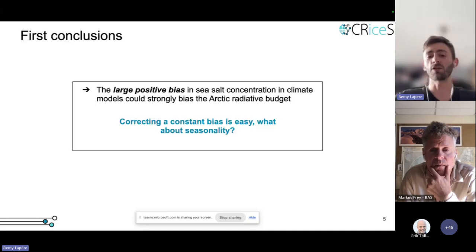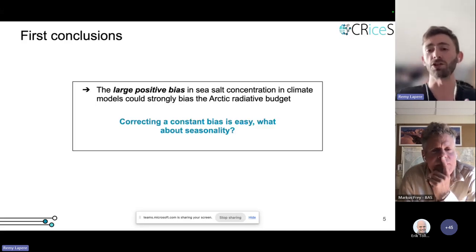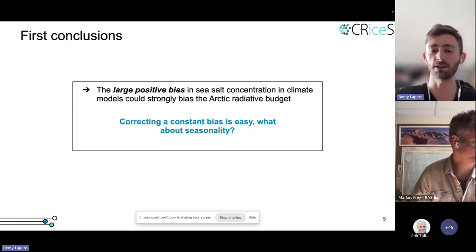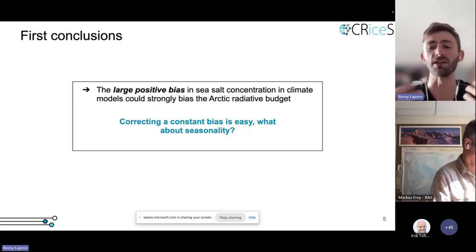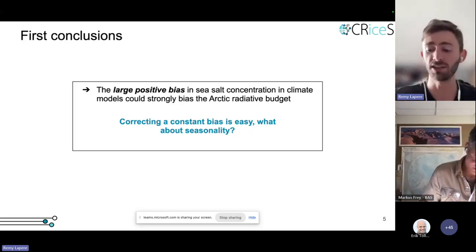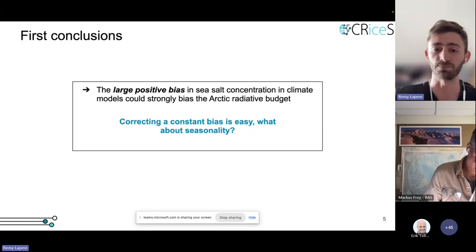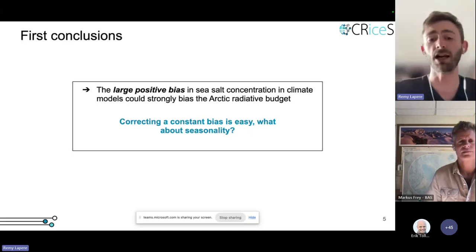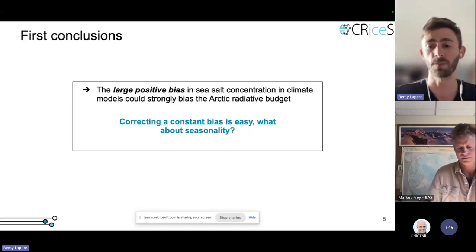But in the end, it's not that big a deal if it's a constant bias, meaning that if the seasonality is right all over the Arctic, but it's just a constant bias, it's quite easy to fix in a model. We can just shift by a factor, right? But if the seasonality is wrong, it means that processes are not captured as well as they should. So let's look at the seasonality compared to observations.